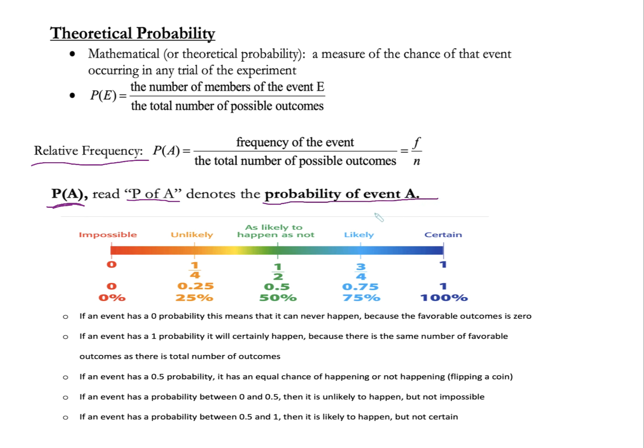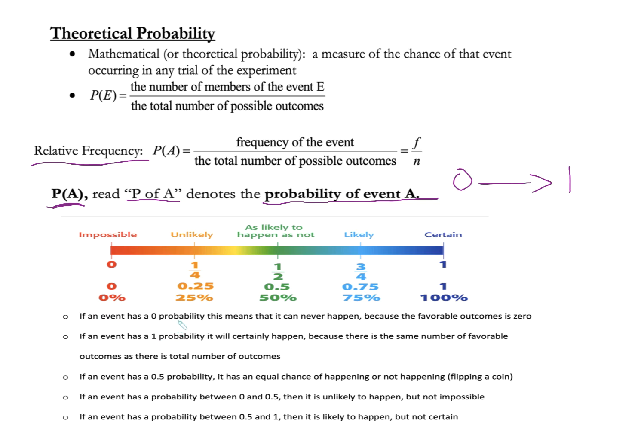Now, one of the things you have to remember about probability is that it is a fraction, and probability lies between 0 and 1. Your probability can never be less than 0, and it can never be greater than 1. If your probability is 0, it means that it is impossible. If an event has a 0 probability, this means that it can never happen.